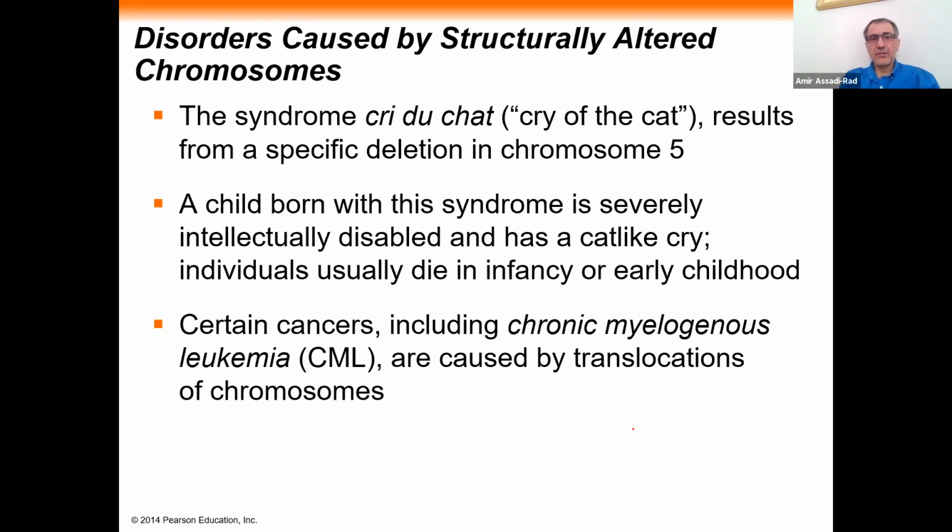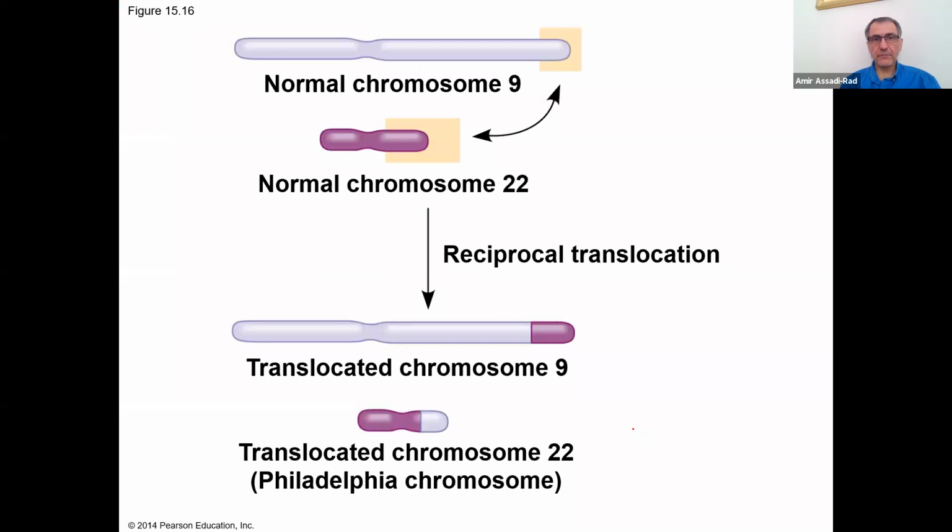The syndrome cri-du-chat, which is the cry of the cat, results from the specific deletion of chromosome number 5. When the baby is crying, it sounds like a cat. That's what they call it, cry of the cat. A child born with this syndrome is severely intellectually disabled, and so on and so forth. Certain cancers, including chronic myelogenous leukemia, are caused by translocation of chromosomes. This is a translocation between chromosome 9 and 22.